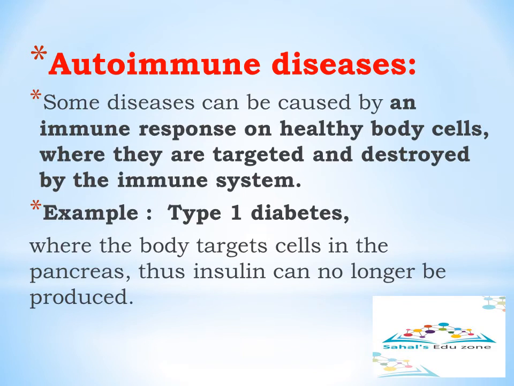Autoimmune disease. Some diseases can be caused by an immune response on healthy body cells, where they are targeted and destroyed by the immune system. Example, type 1 diabetes, where the body targets cells in the pancreas, thus insulin can no longer be produced.